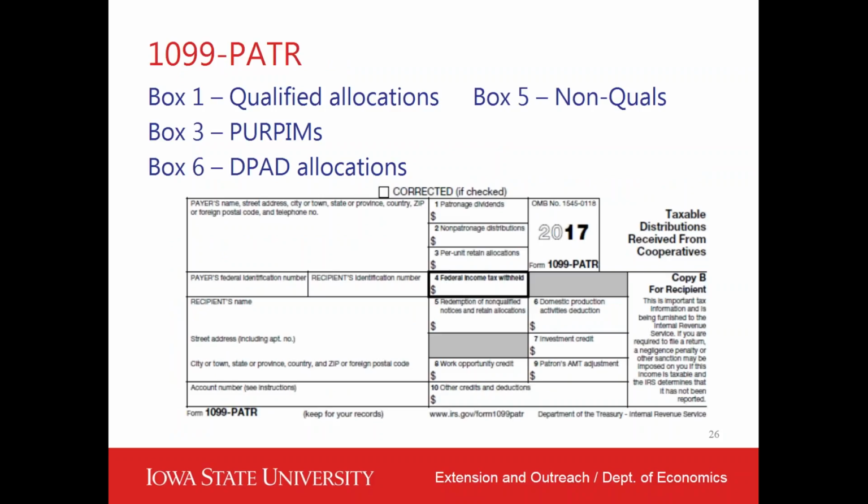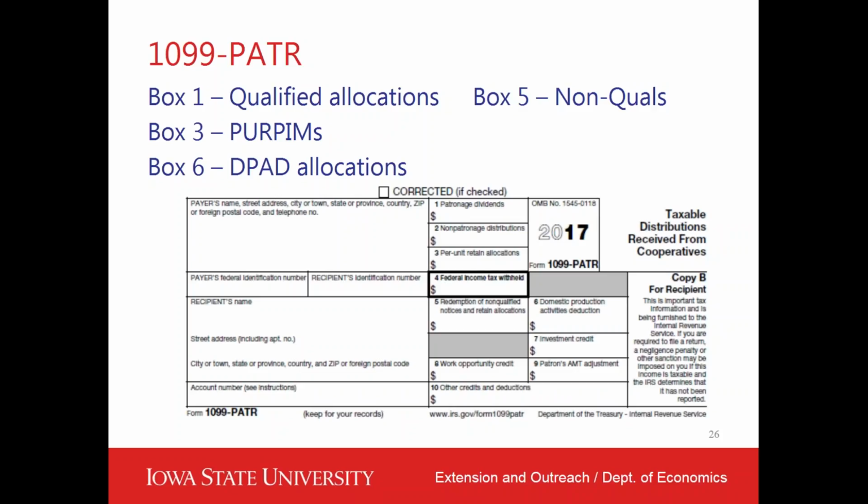Where do these show up? I think a lot of you probably are familiar with this form, the 1099 patronage form. What we've talked about today has implications for box 1, which are the qualified allocations, these patronage dividends. Box 3 are these PERPMs. That is what allows the co-op to adjust their local income, adjust their net savings to be able to take advantage of the DPAD. Box 6, these are the DPAD allocations, if any, to the membership.